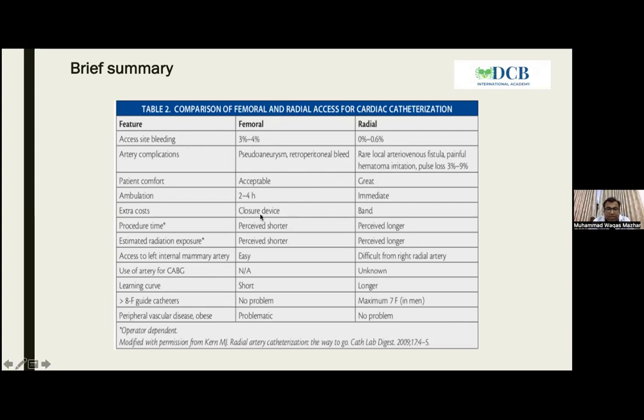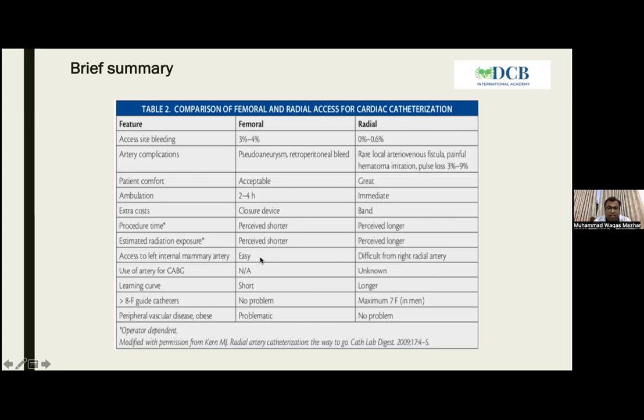Extra cost: obviously you need to have the closure device to close the femoral puncture, and in terms of radial artery, it is a band occlusion. Procedure time is perceived shorter with femoral, and with radial artery it is perceived to be longer, especially when after injecting the local anesthesia, we sometimes feel that there is a spasm of the radial artery, which went away immediately. Estimated radiation exposure is perceived shorter with femoral, and with radial artery it is perceived longer.